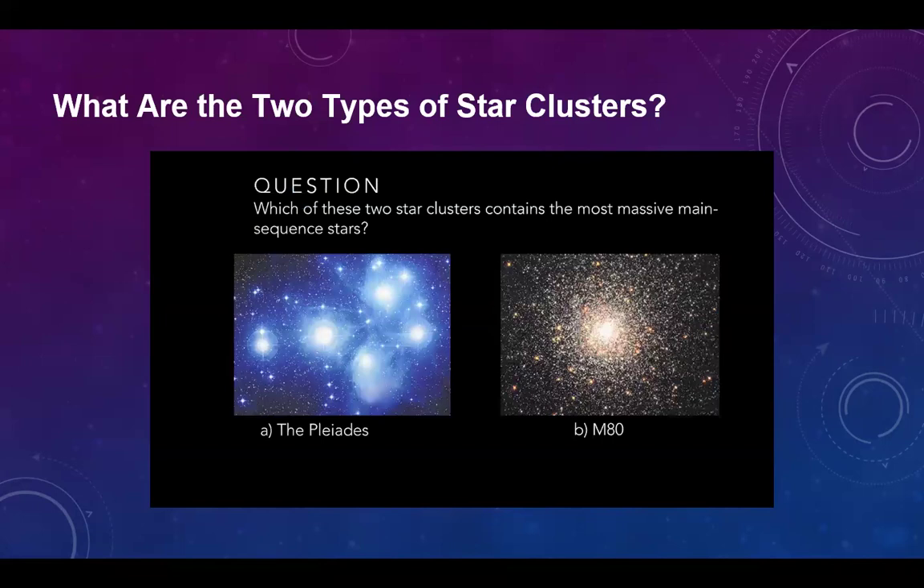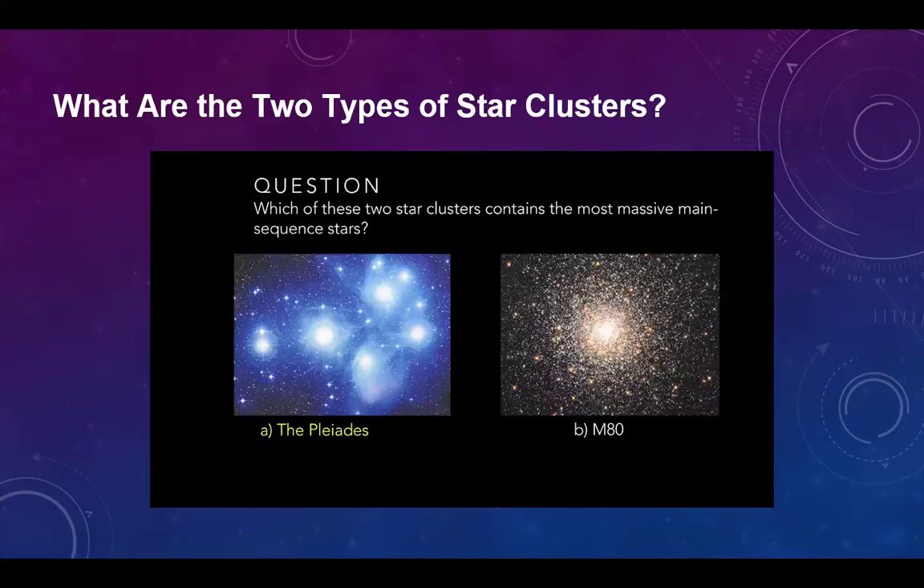Before we continue, answer this question. Based on what you have learned about the main sequence, which of these two star clusters contain the most massive main sequence stars? Is it the one on the left, called the Pleiades, with its luminous blue stars, or the one on the right, called M80, in which the most luminous stars are red?